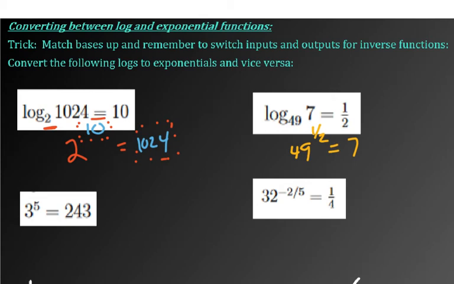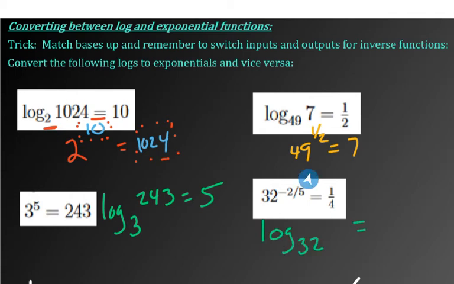Now these ones down here, we're writing a log. So you have log base 3, because it's a base 3 exponential. And again, switch inputs, outputs. So we got a log base 3 of 243 should be 5. The log is always just going to equal the exponent. So the exponent in this one is negative 2/5. So we can put negative 2/5 right there. That's what the log should equal. And if you take log base 32 of 1/4, you get negative 2/5. So that's it. Basically just match up the bases. All right.